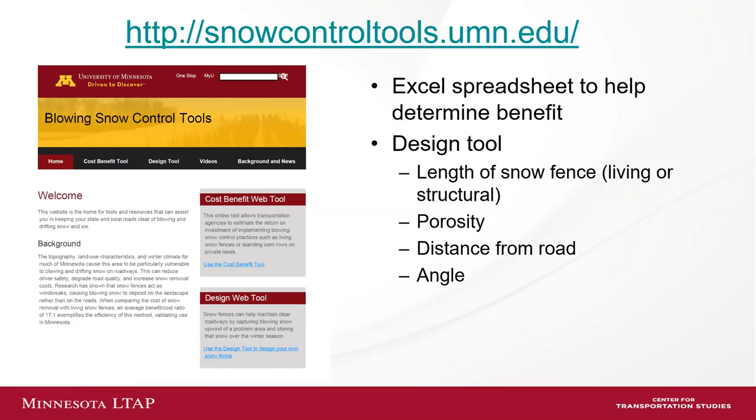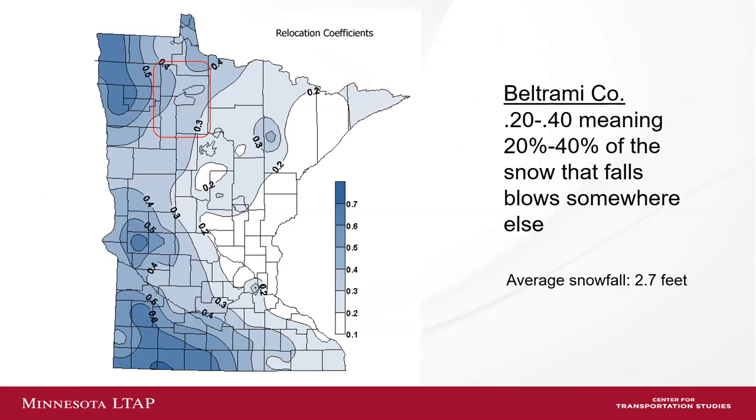Another thing that it has on that website, which I find just really interesting, is it gives you the blowing snow coefficient or the relocation coefficient. And I just use Beltrami County here as an example. And you can see the different colors. In the southeast corner, it falls into the 0.2 range. Throughout a good portion of the county, it is in the 0.3 range. And then in a couple of sections in the northwest and the far northeast also, it falls into the 0.4.